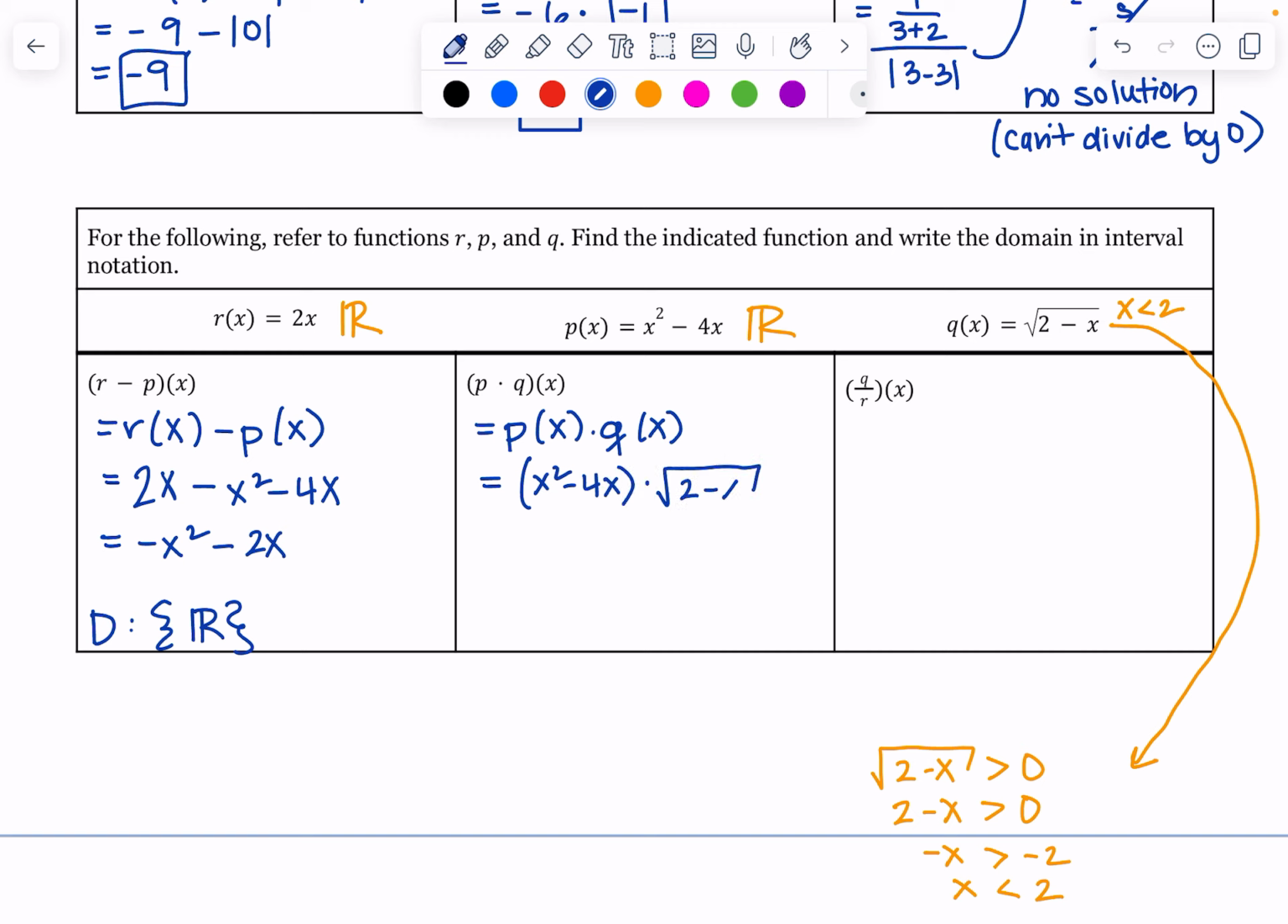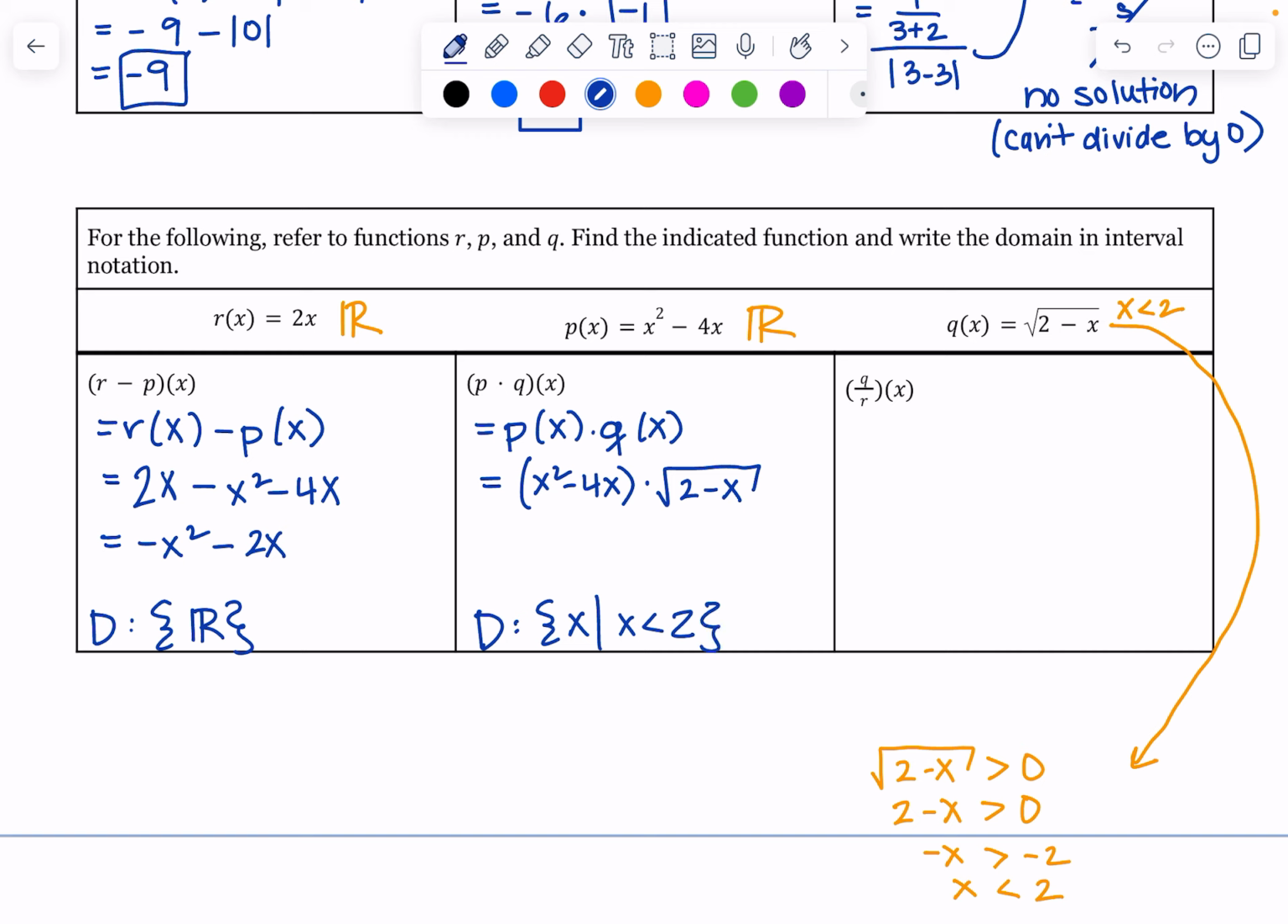of 2 minus x. Our domain would be the intersection of the two domains, so that would be the intersection of all real numbers and the set x less than or equal to 2. And so the intersection would just be x less than or equal to 2. Sorry, I wrote so sloppy. So the domain for this one would be x such that x is less than or equal to 2.